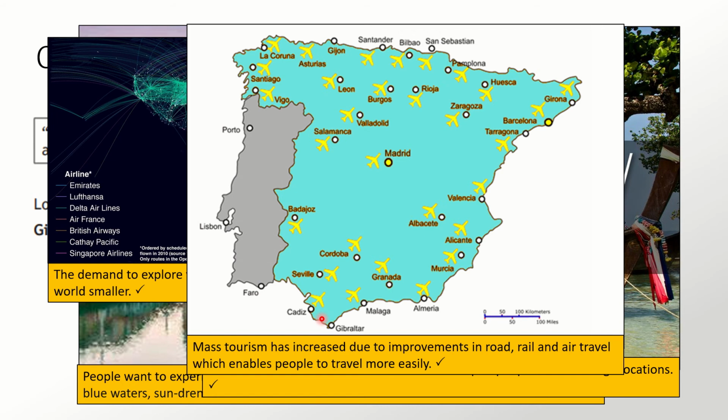Spain itself has massively improved its road, rail and air travel networks over the last 30 to 40 years. And as you can see from this map, which is just available airports, there's a lot of opportunities to fly into Spain. And that encourages, of course, lots of tourists to go.